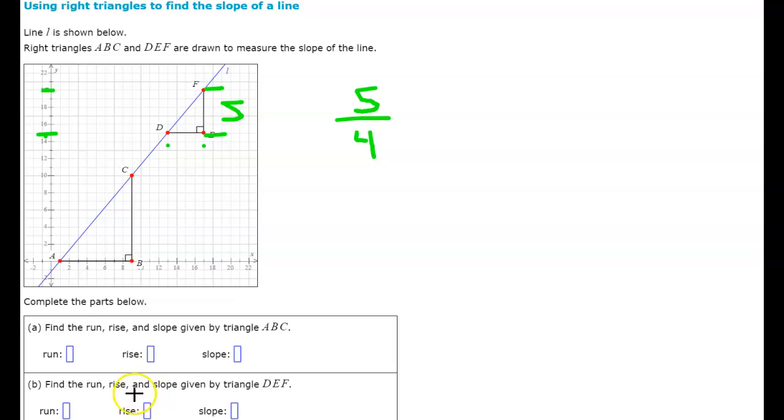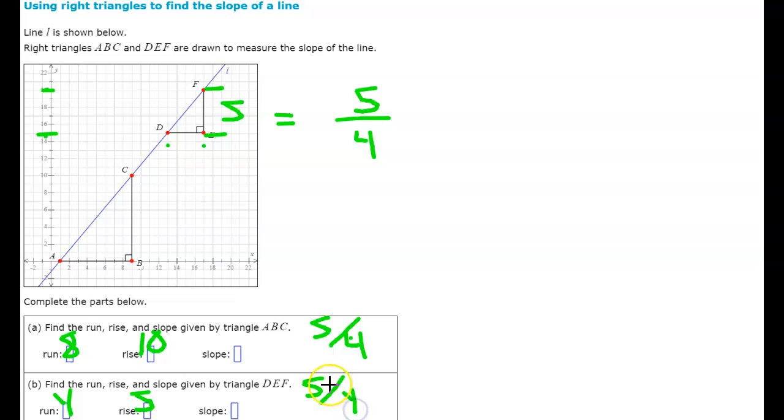So we've got the rise, which is 5, and the run, which is 4. Over here we had a rise, which is 10, and a run, which was 8. The slope was 10 over 8, and that reduced to 5 over 4. Here the slope's already simplified. The rise over the run is 5 over 4.